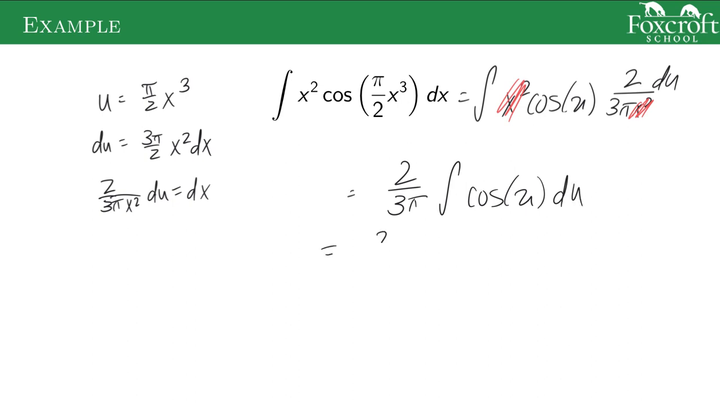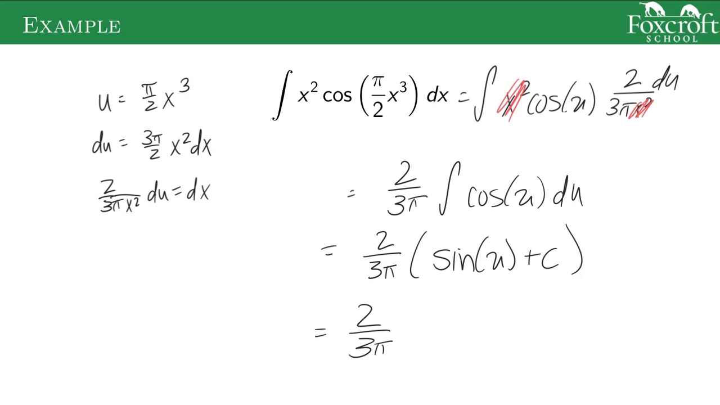When I take the antiderivative, again, that 2 over 3 pi is just going to hang out. Derivative of cosine of u is sine of u. And my final answer is just replacing that u with pi over 2 x cubed. So that is my final answer there. And this one, hopefully, now that we've done a few examples, this one's kind of popping out to you that you see something in the parentheses of another equation. That pretty much has to be u.